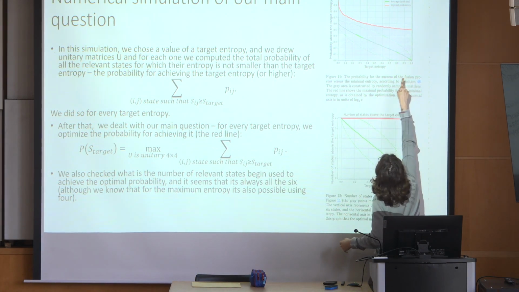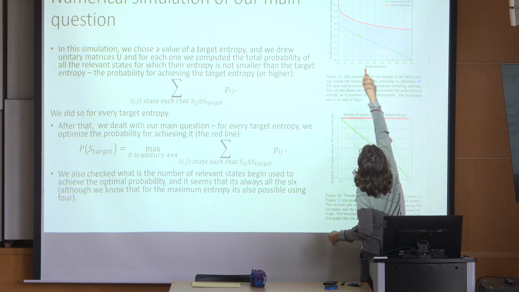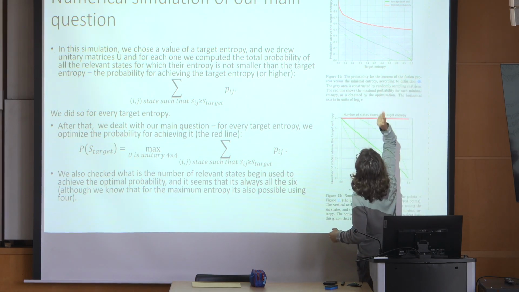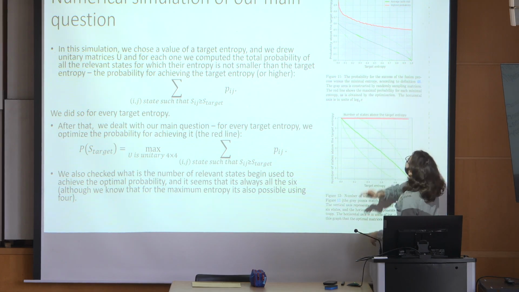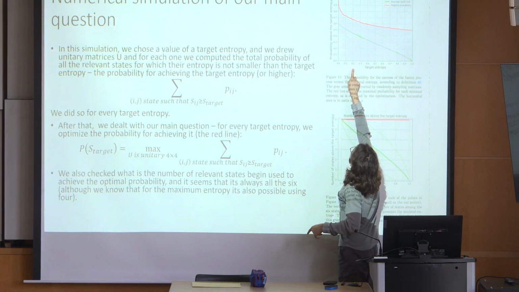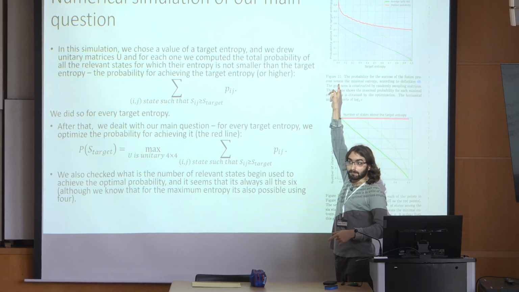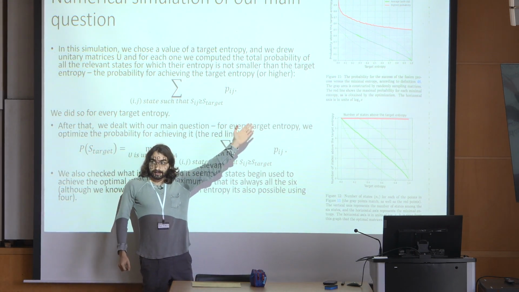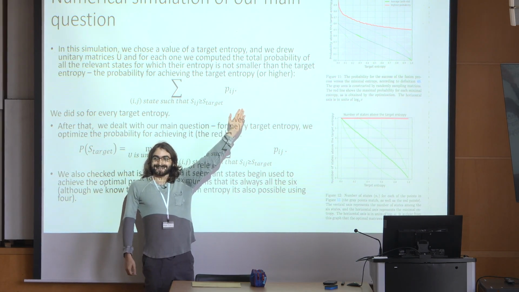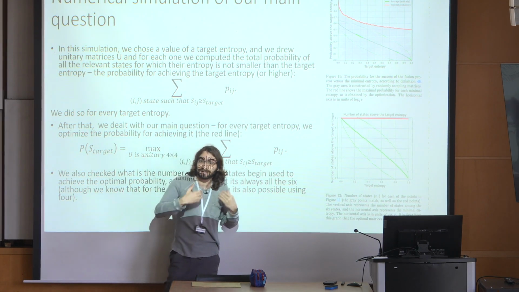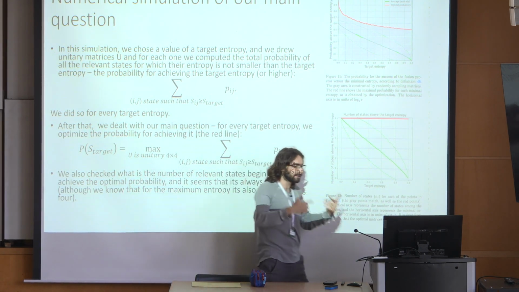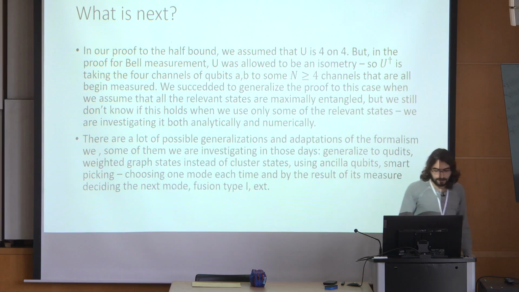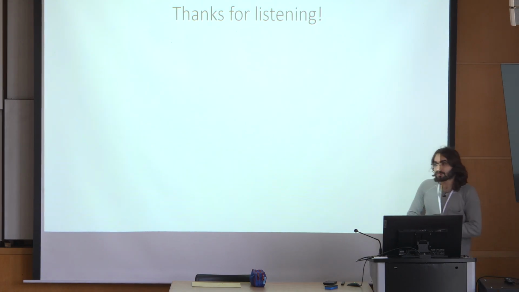So you can see this red line here that is the optimal probability to get this target entropy or higher. So if we set a lower target entropy, we have a higher probability of success. And this is relevant because we have those weighted graph states that have less entanglement entropy, so we can maybe build them with higher probability of success. And that's all. Thank you for listening.